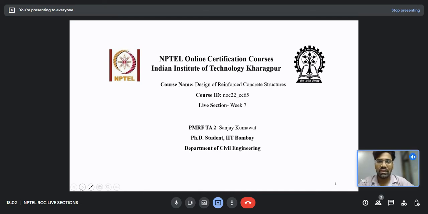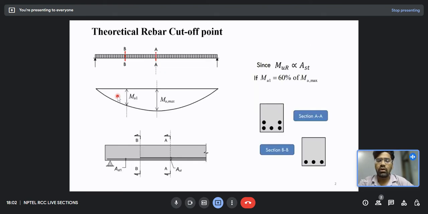So let's begin with this class today. Okay, so what do we have here? Firstly, the theoretical rebar cutoff point. So, let's first try to understand what this theoretical rebar cutoff point is.